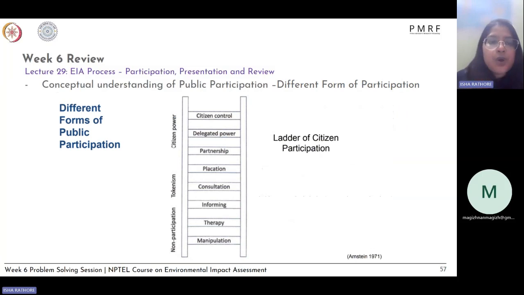We also looked at the different forms of public participation. This is the ladder of citizen participation as defined by Arnstein in 1971. We have non-participation forms like manipulation and therapy. Then you have tokenism, which is just participation for the sake of participation: informing, consultation, placation. Then citizen power, where the stakeholders have more power: partnership, delegated power, citizen control. As you move up the ladder, the control of the public increases. This, when applied to EIA, means public participation can be understood in these terms.